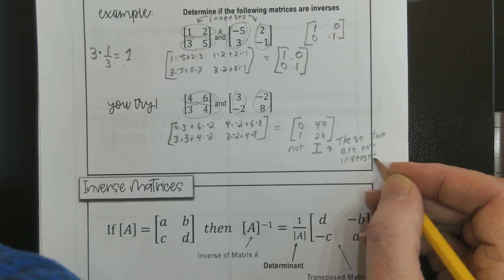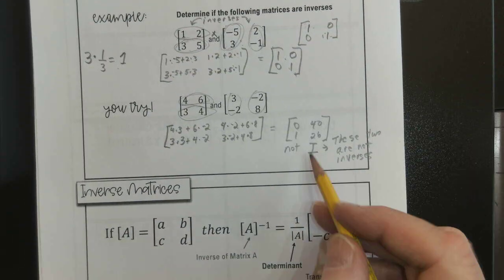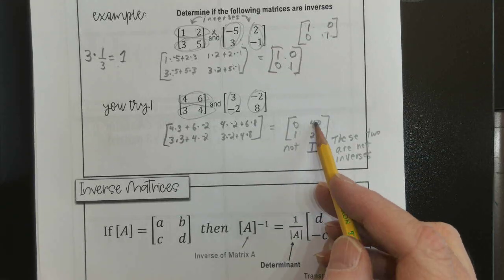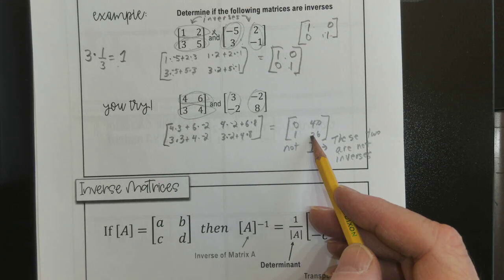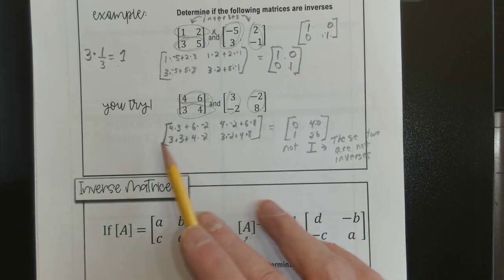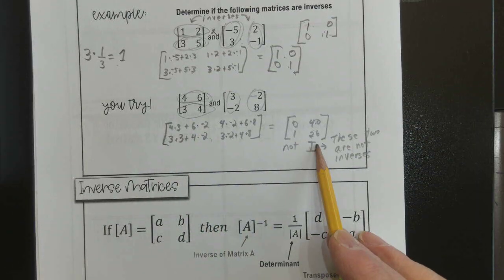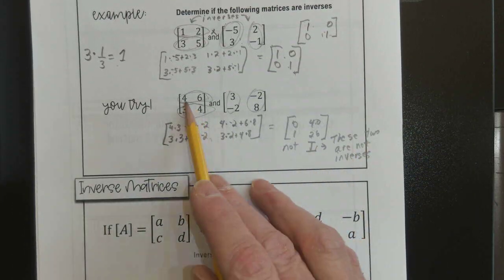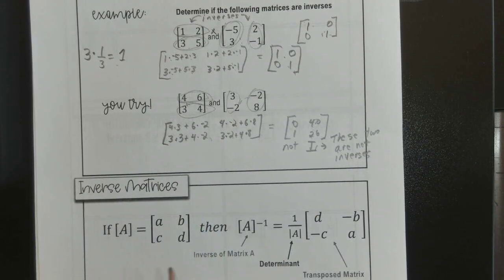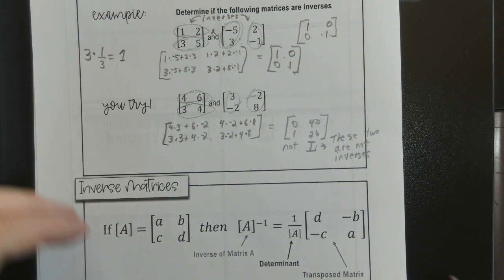All right. I didn't get 1, 0, 0, 1. I didn't get that. So if I did this correctly, since I did not get the identity matrix, that means these two are not inverses. Does that make sense? Okay.